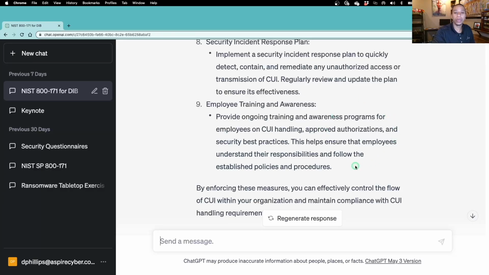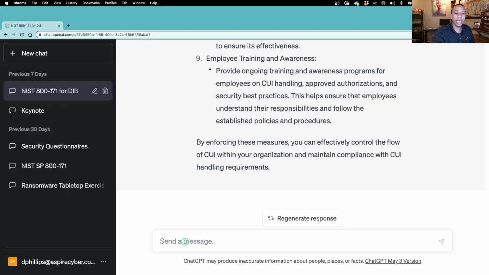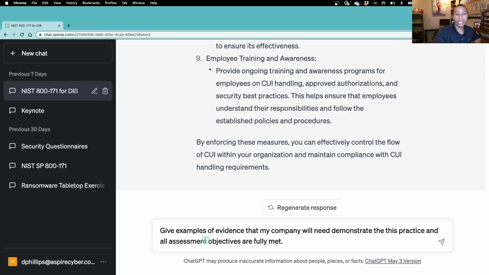practice. So speaking of evidence, let's ask ChatGPT to give us an example of evidence that we'll need to satisfy this practice. Give examples of evidence that my company will need to demonstrate that this practice and all assessment objectives are fully met.